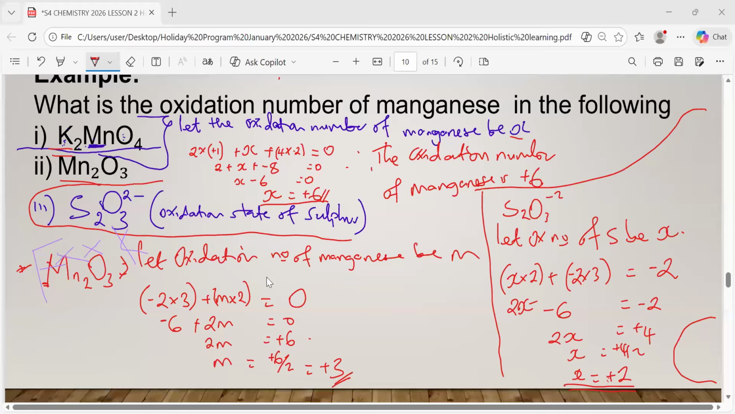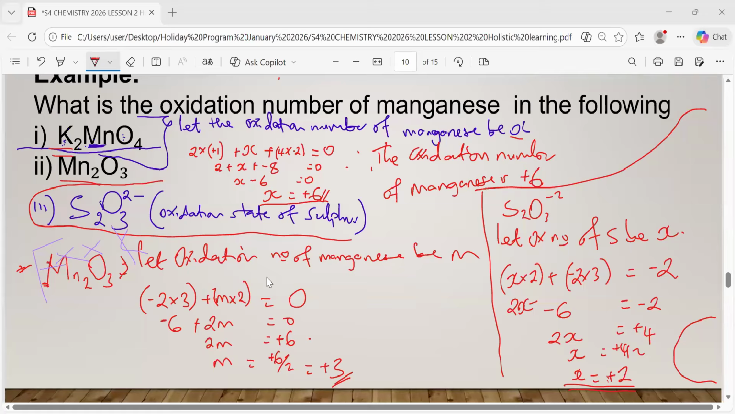Sir, I've not understood the way they calculated. Like number one, where did they get the 2 and multiply it again with the 1? I don't even know where they got that.